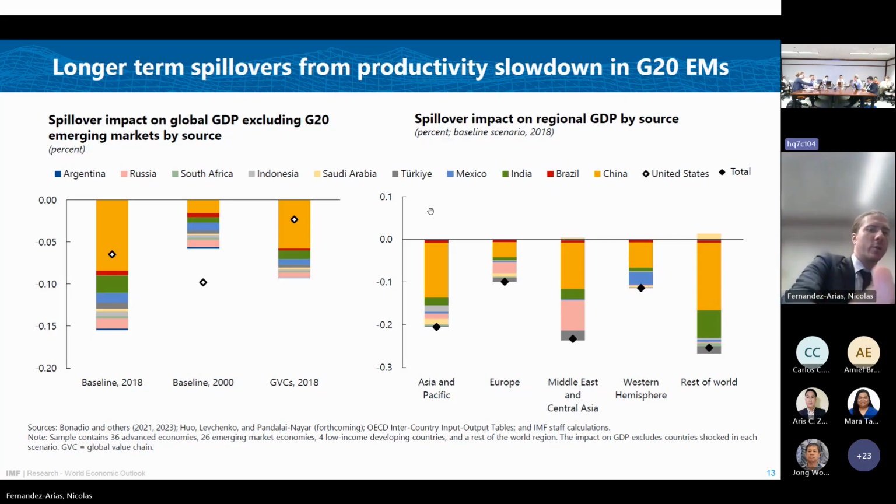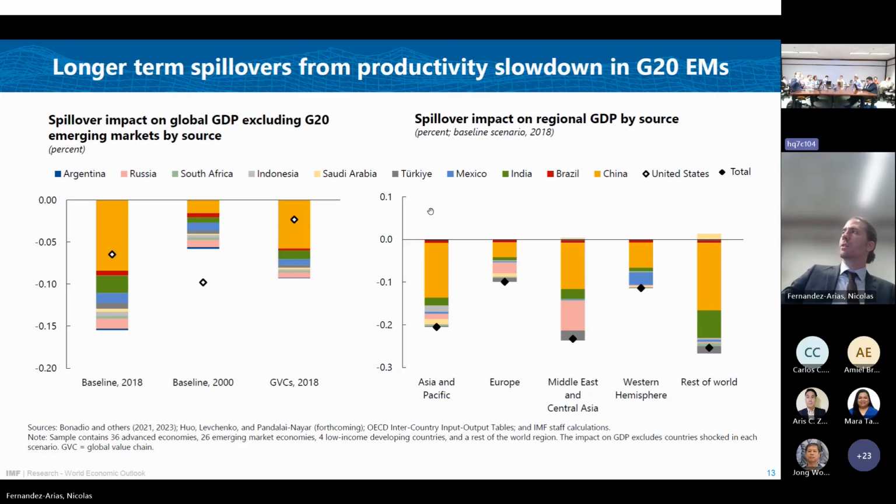This amounts to a little bit less than a 10% decline in output in each of the G20 emerging markets. And here we look at the impact on global GDP, excluding G20 emerging markets. So the decline is by 0.15%. This is a little bit smaller than the results we found before in the empirical analysis. In part, this reflects the fact that this is a comparison of steady states. It doesn't account for investment changes, but also it's really just looking at one channel, which is trade.